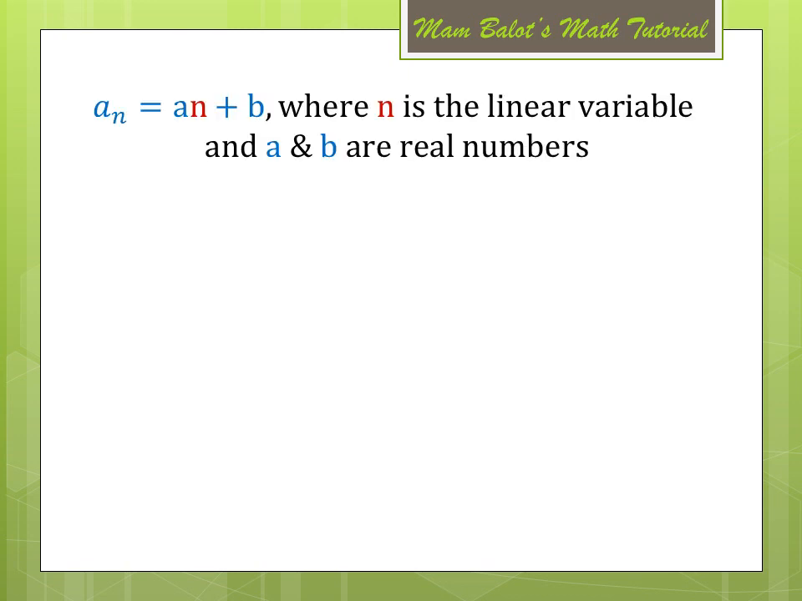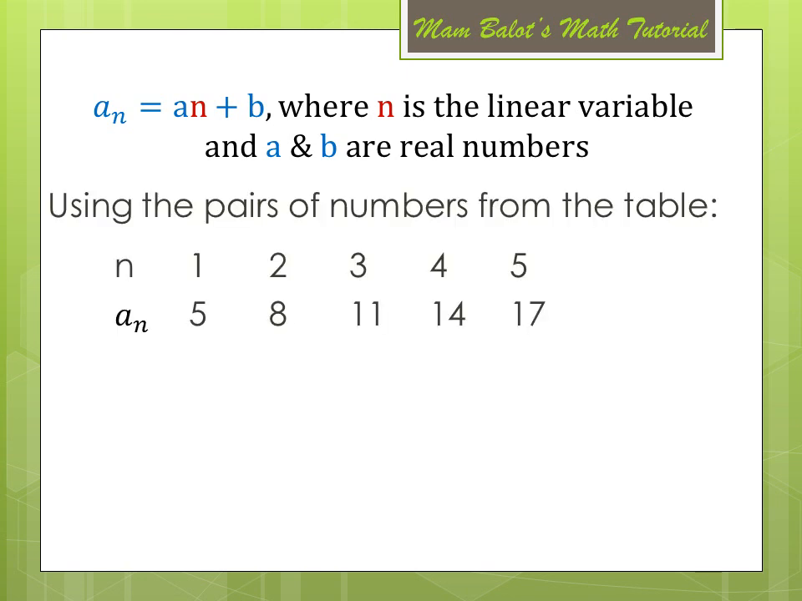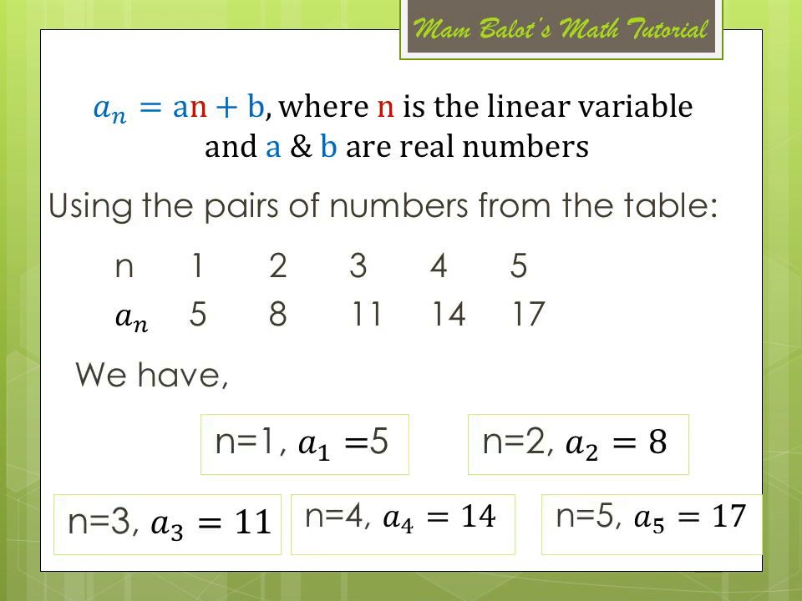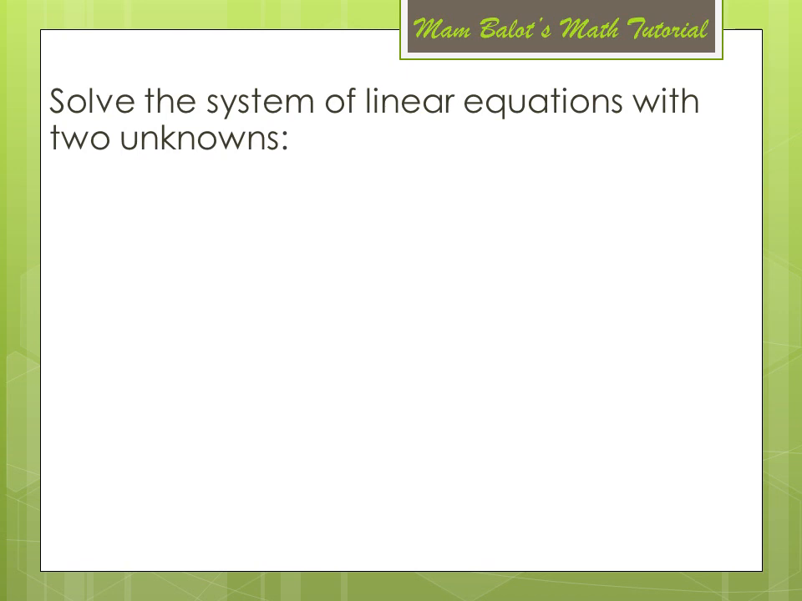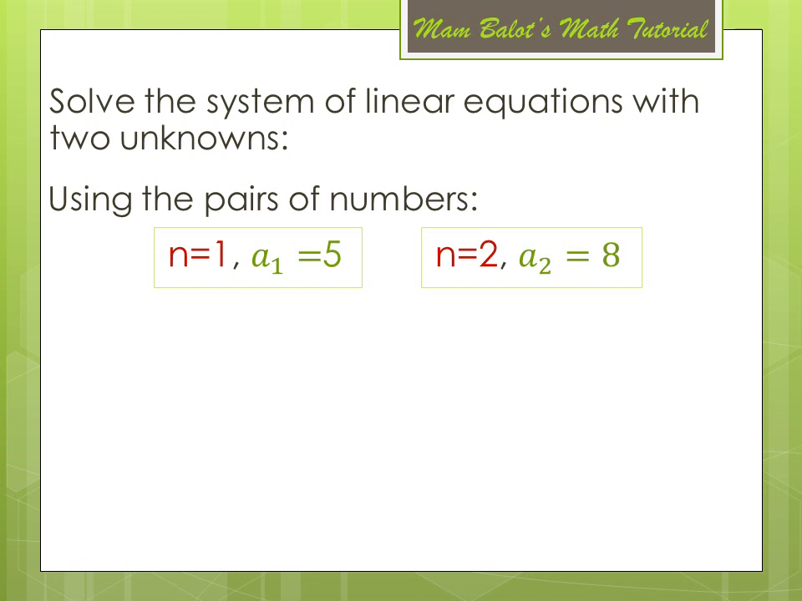Using the standard form of the linear equation, we can have a sub n is equal to an plus b, where n is our linear variable and a and b are real numbers. So using the pairs of numbers from the table given, if n is equal to 1, a sub 1 would be 5. If n is equal to 2, a sub 2 is equal to 8, and so on. So from this, we can solve the system of linear equations with two unknowns by using two pairs of numbers from the table. So say we will use n is equal to 1 and n is equal to 2.